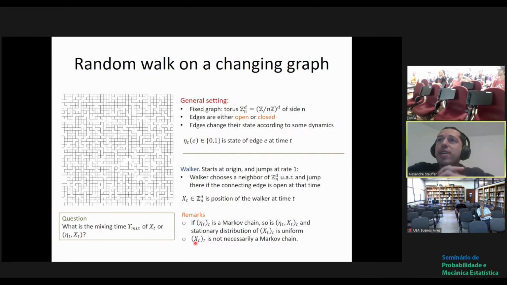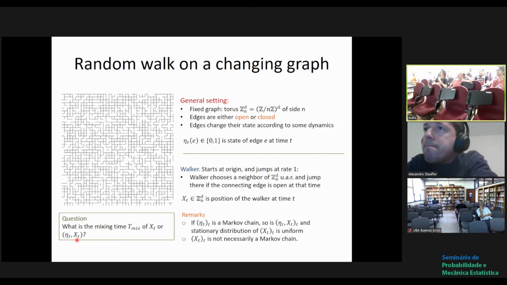And the object we want to study is the mixing time of the walker. Or, if you don't want to get messed up with the possibility that X_t may not be a Markov chain, then we can just look at the mixing time of the full system, which is a Markov chain, because we're always going to look at the environment process as a Markov chain.